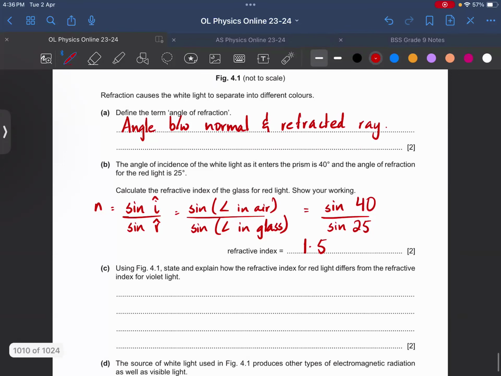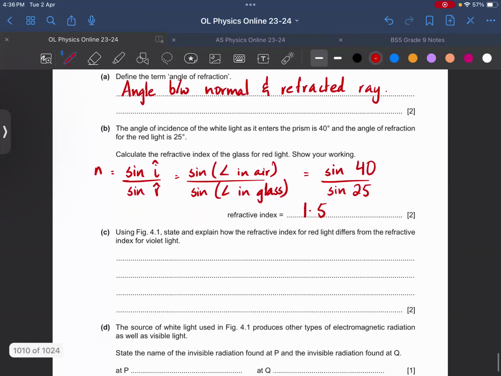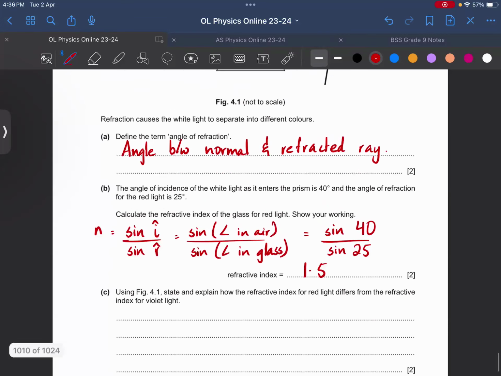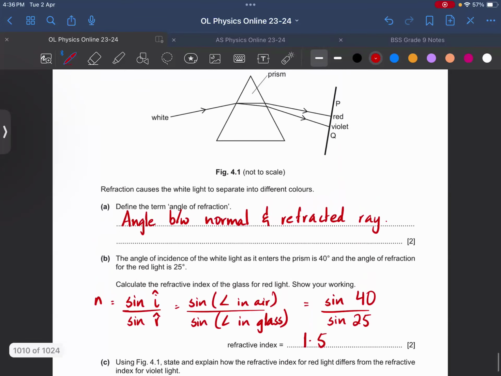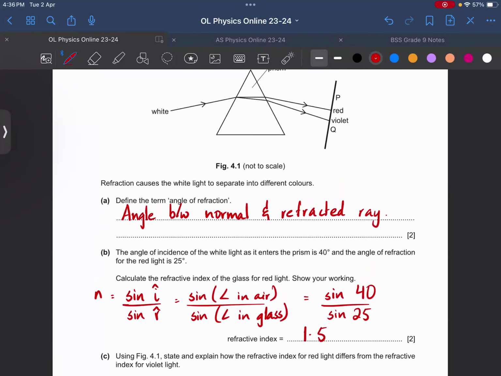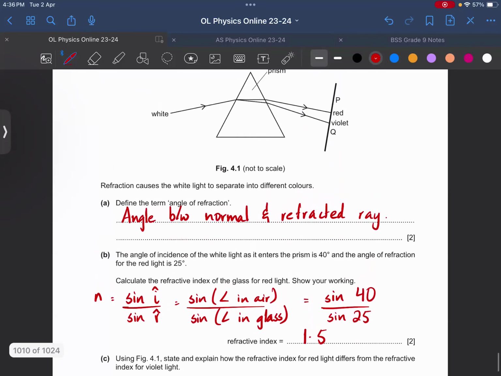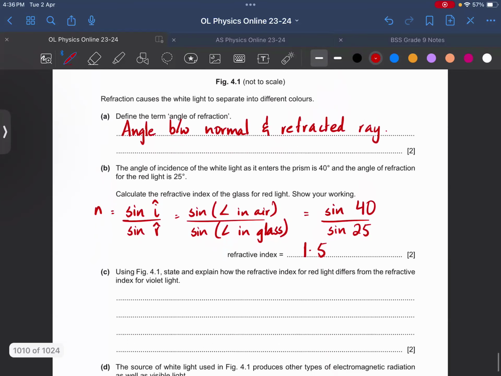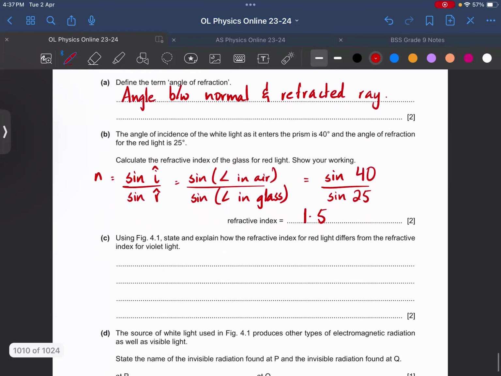All right. Next part. Using 4.1, state and explain how the refractive index for red light differs from the refractive index for violet light. अब इसके बारे में थोड़ा सा हम लोग बात करते हैं, because इसमें बहुत सारे लोगों को मसला होगा. This is not an easy question. ये जो 2 मार्क का analysis वाला पार्ट. सबसे पहले तो ये बात करते हैं कि refractive index को how can you even go about discussing this.